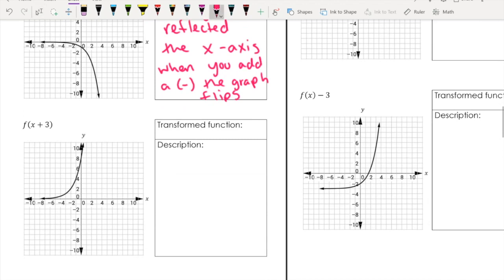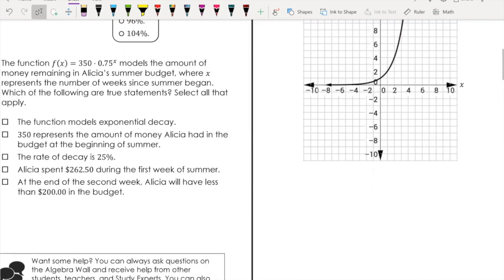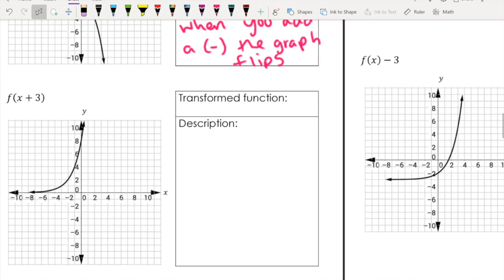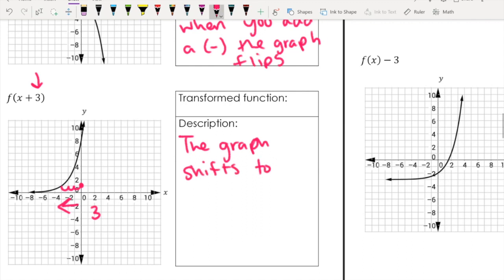This one says f of x plus 3, with the 3 inside the parentheses. First off, let's look at this point right here. This point is 0, 1. So go ahead and put that on the graph. 0 and 1 is right here. So what happens to the graph? This dot moves 1, 2, and 3 to the left. So it moves 3 to the left. Now look right here. We added 3 to this. So when I add 3, the graph shifts. And where does it shift? Well, it shifts to the left 3 times.